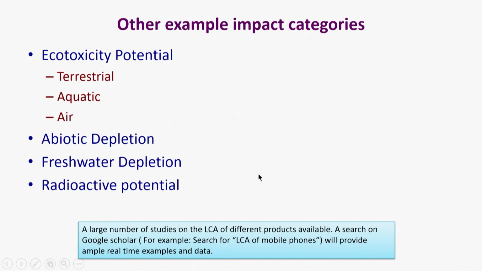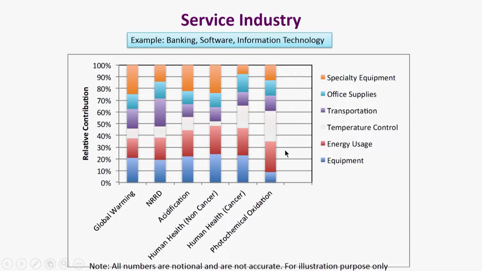So, a large number of studies on LCA and different products are available. You can go and search on Google Scholar or some such search engine, search for LCA for mobile phones for example, and you will get publications, real time examples and data, and I encourage you to do that for any industry of your choice.